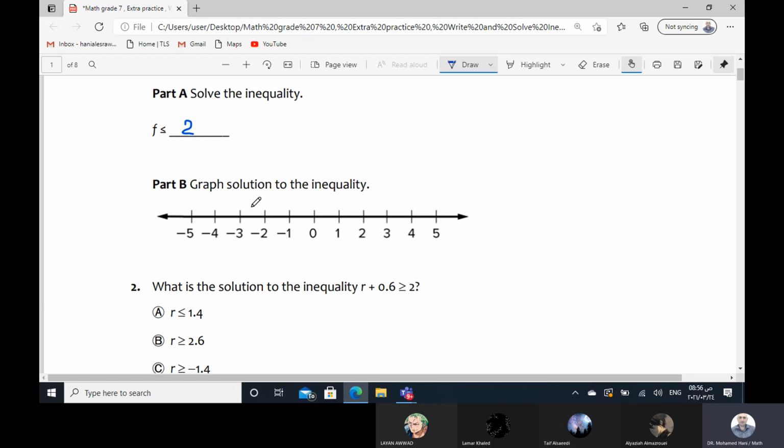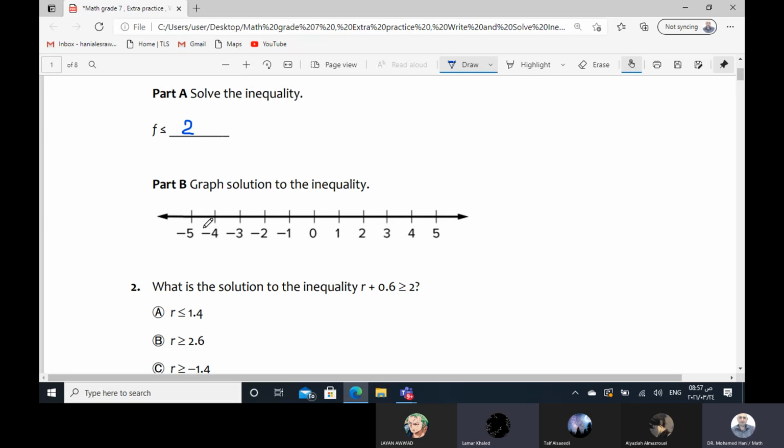Now graph the solution to the inequality. I want from all to try to draw number line, then represent 2, then try to graph this solution and tell me where is the direction, to the positive side or negative side, then what we use, shaded circle or unshaded circle. Start, please.